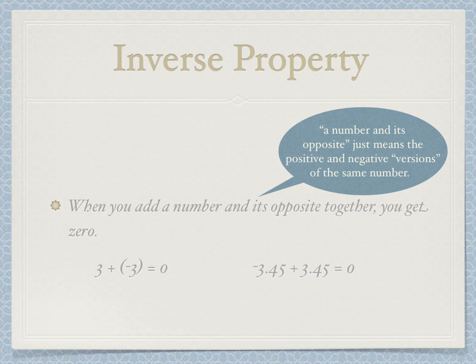This also works if the number you start with is negative, like negative 3.45, and then you add the opposite of that, which is positive 3.45. When you add those two together, they have the same number part, but one's positive and one's negative. You get 0. In general, when you add a number a and its opposite, the opposite of a, shown here as negative a, you get 0.